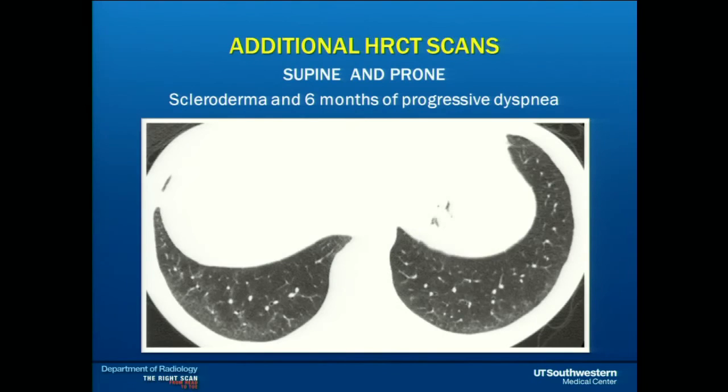I would also like to highlight the importance of additional scans that we do with high-resolution chest CT. In addition to this supine scan, we also do prone scans and expiratory scans. This particular patient who had scleroderma and 6 months of progressive dyspnea got the supine high-resolution scan. A non-trained eye may say that these are just dependent ground glass opacities because the patient did not inspire well, or is this early interstitial thickening?